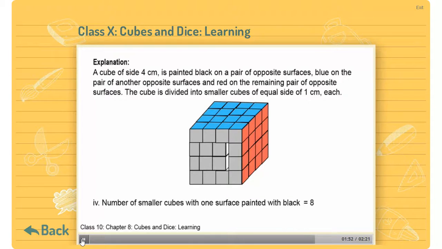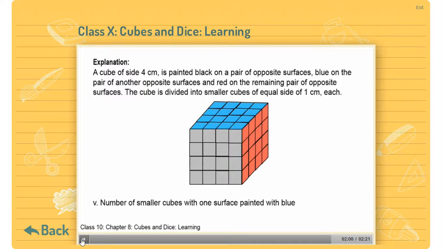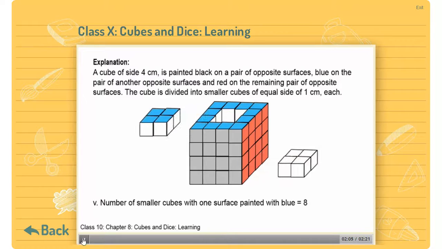Now let's look at the fourth point. Number of smaller cubes with one surface painted with black equals to 8. Look at the fifth point. Number of smaller cubes with one surface painted with blue equals to 8.